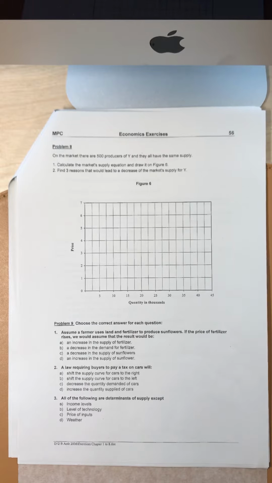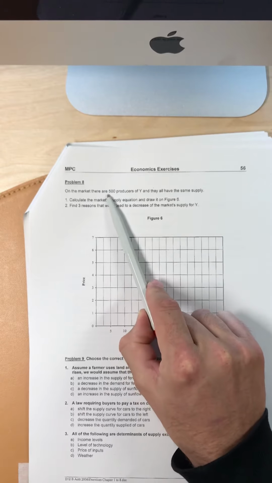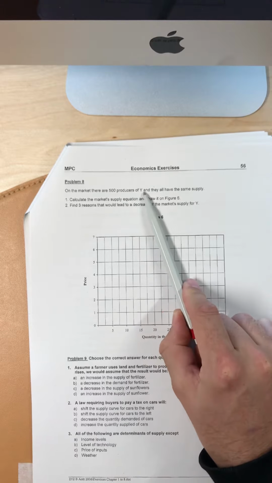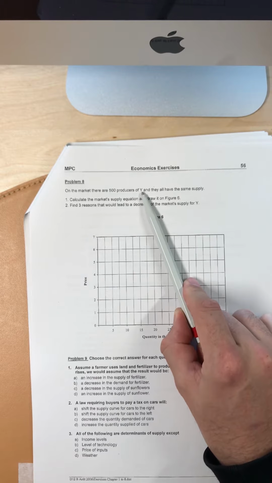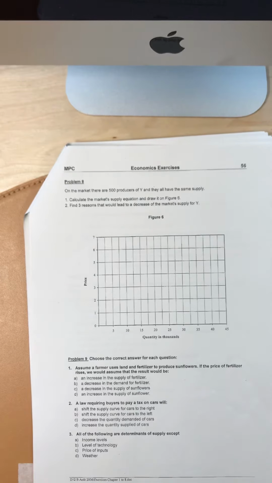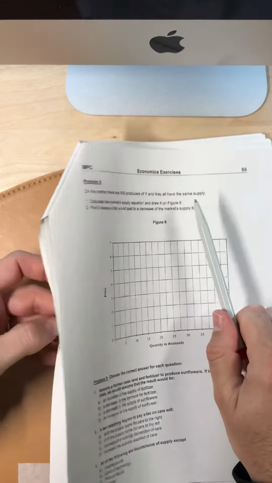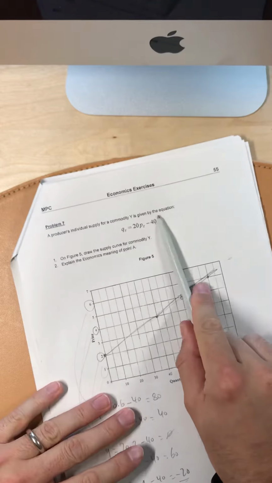So hello guys, I would like to give you some comments on the 2 pages of exercises you had to do for today. Regarding exercise 8, on the market there are 500 producers of Y, and Y is a good commodity, and they all have the same supply. Probably you didn't have this information, the same supply as in exercise 7.